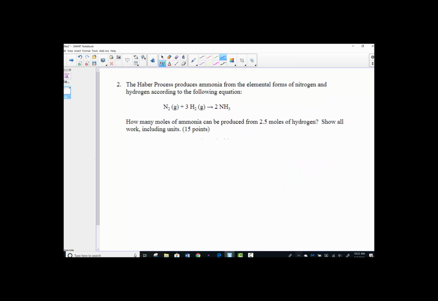Now the second one, that actually has us solving a problem, and let's read through this as well. It says the Haber process produces ammonia from the elemental forms of nitrogen and hydrogen according to this equation. 1 mole of molecular nitrogen reacts with 3 moles of hydrogen, forming 2 moles of the product whose name is ammonia, NH3, a 1:3:2 mole ratio.